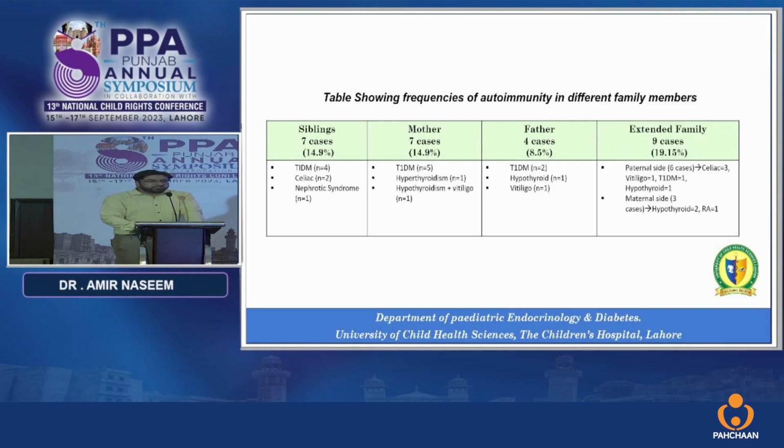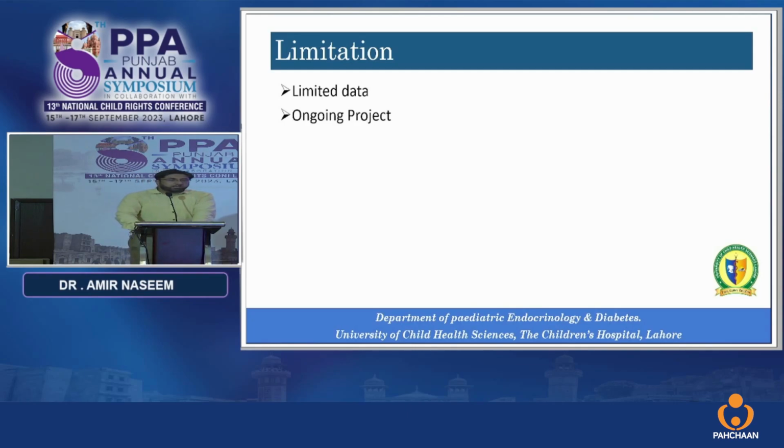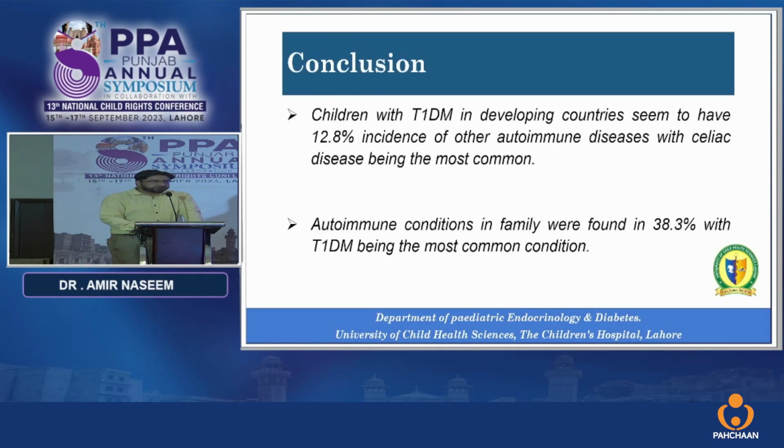And in extended family members, 9 cases were having autoimmune conditions. Out of them, celiac was 3, vitiligo 1, type 1 diabetes was 1, hypothyroidism or Hashimoto thyroiditis was 1. On the maternal side, 3 cases were having autoimmune conditions: hypothyroidism 2, and rheumatoid arthritis 1 case. The limitation of the project is that so far limited data is available, and it is an ongoing project.